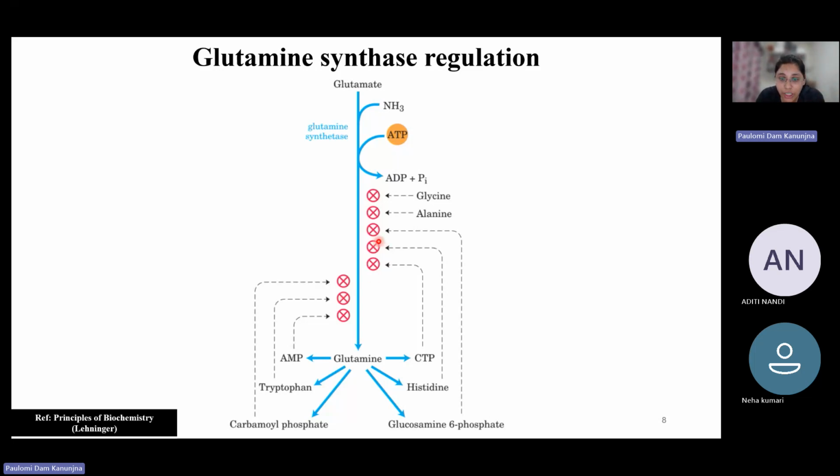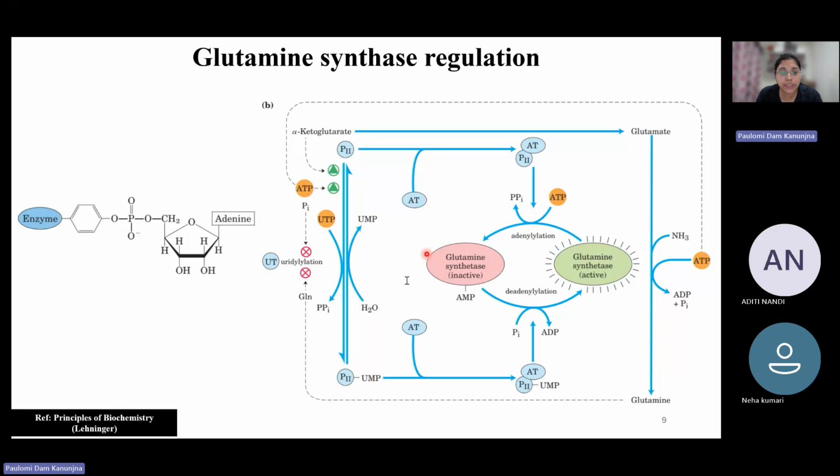Other than this, you have these 1, 2, 3, 4, 5, 6 intermediates of the pathway itself. This is not a difficult concept to understand. You should just remember that whatever the product is, it can inhibit the step if it is higher in number. For example, AMP. Glutamine breaking further gives rise to AMP, tryptophan, carbamoyl phosphate. We will encounter this in a while. Glucosamine, histidine, CTP, all of these compounds, if they get higher in concentration, will inhibit this step itself. It's called negative feedback: when the concentration of the product is higher, it stops the pathway that leads to its creation. So this is one simple way, that its own intermediates inhibit the pathway.